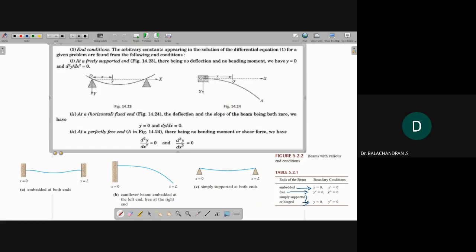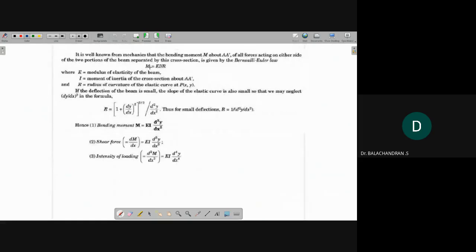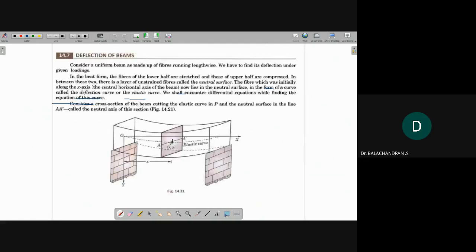M equal to EI by R. E is the modulus of elasticity of the beam. I is the moment of inertia of the cross section about AA dash. So this is the line AA dash.